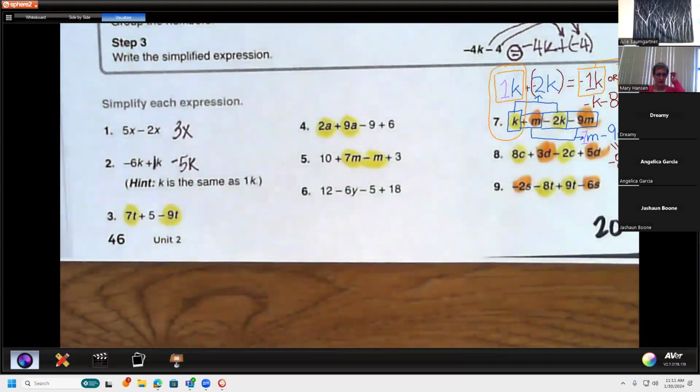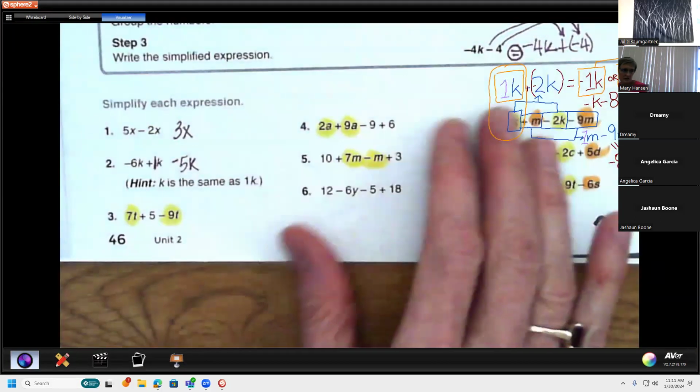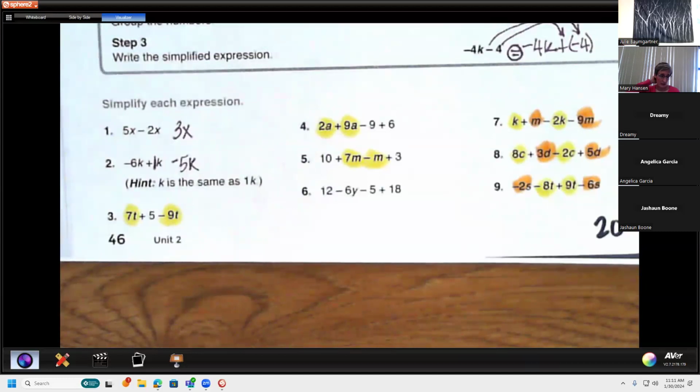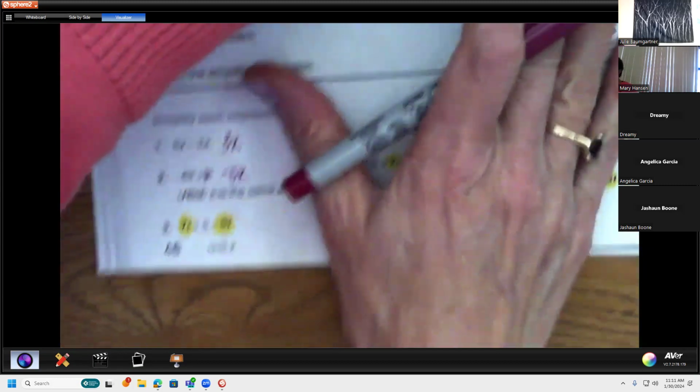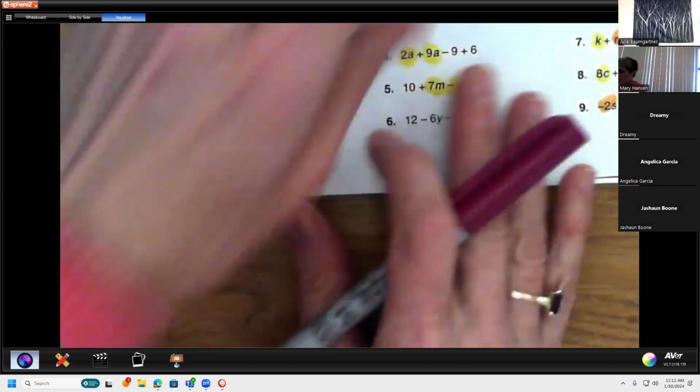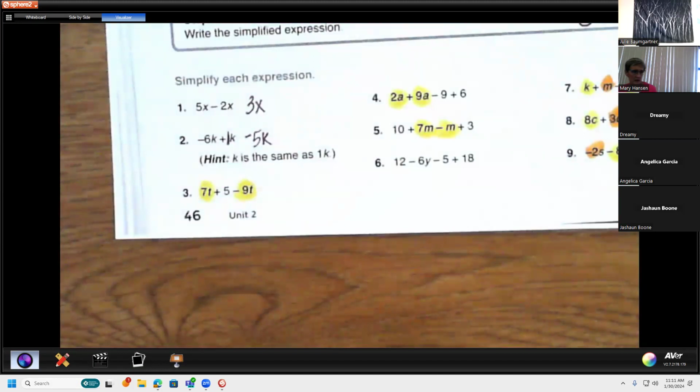All right, let's take a look at these. I did some highlighting to hopefully help you see things that go together, and it might be a really good idea to get colored pencils or highlighters to help visually keep in mind what goes together and what can't go together.